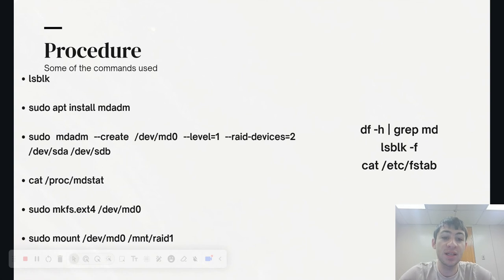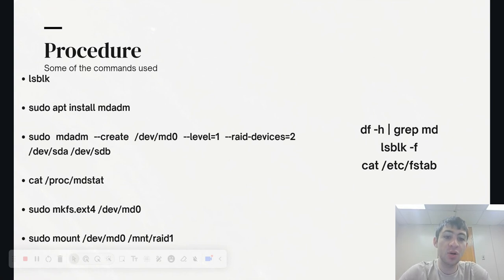After the array synced, I formatted it using ext4, using sudo mkfs.ext4 and then /dev/md0. Then I created the mount points. As you can see, I made a mount point there with sudo mkdir /mnt/raid. And then I mounted the array using sudo mount /dev/md0 and then /mnt/raid.